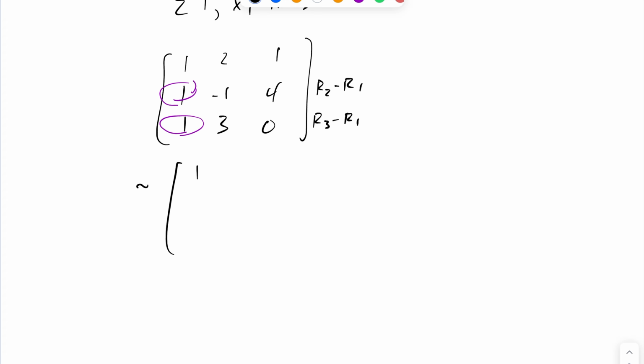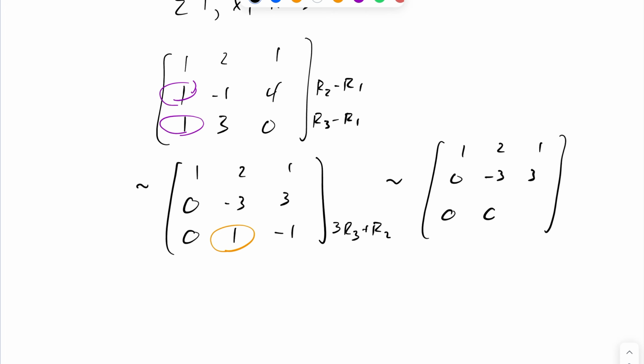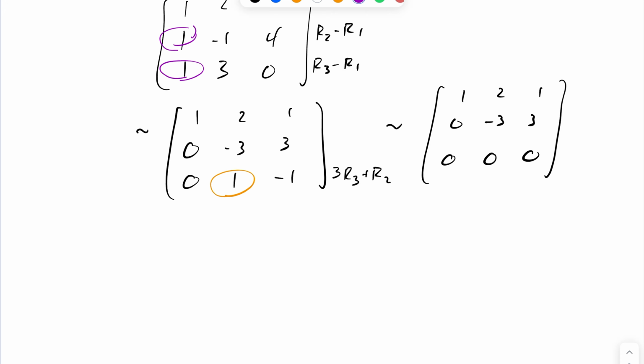Again, that first row I'm not touching. So subtracting, I get 0, negative 3, 3, and 0, 1, and negative 1. Continuing on, I want to make this entry 0. So I'm going to take 3 times row 3 plus row 2, and I get 0, 0, 0. Now I can continue on and finish this up.